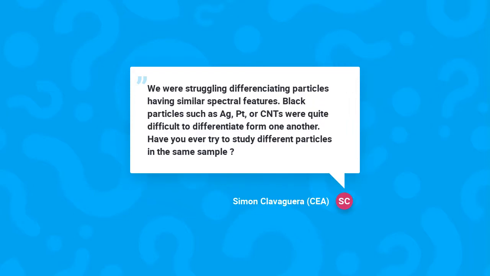We were struggling to differentiate particles having similar spectral features. Yes, me too. Black particles such as silver, platinum, or carbon nanotubes were quite difficult to differentiate from one another. Have you ever tried to study different particles in the same sample? No. So the studies we do, we only have one particle at a time.